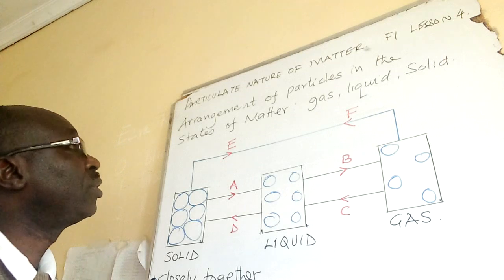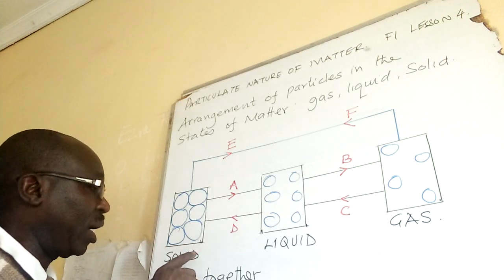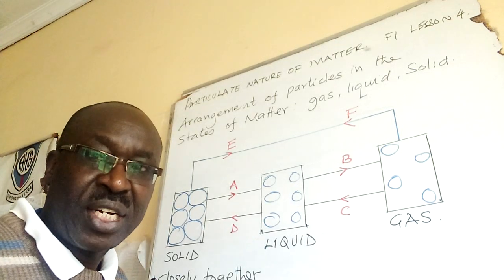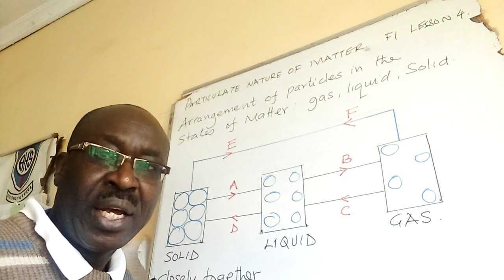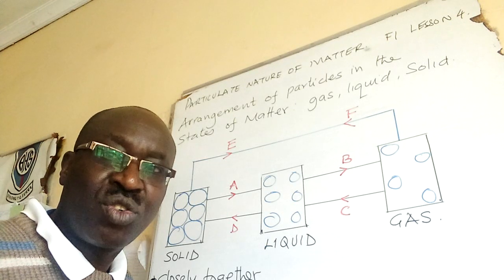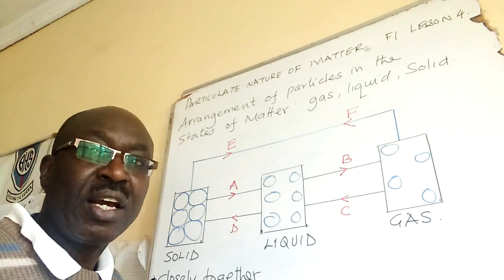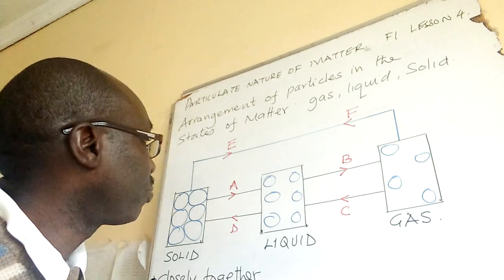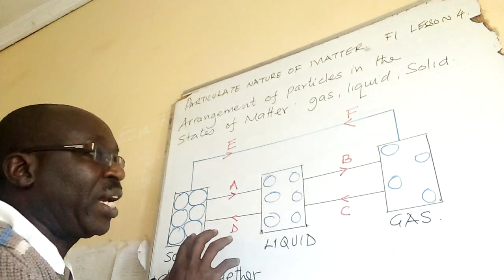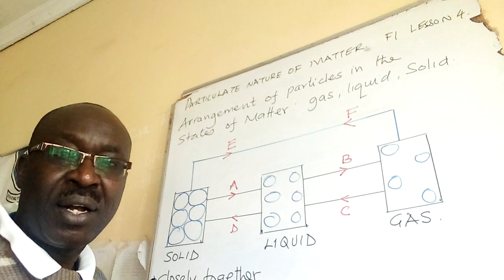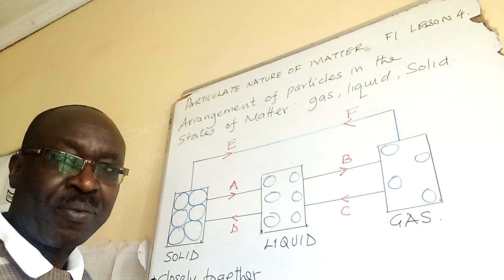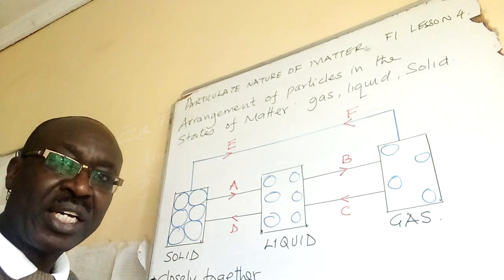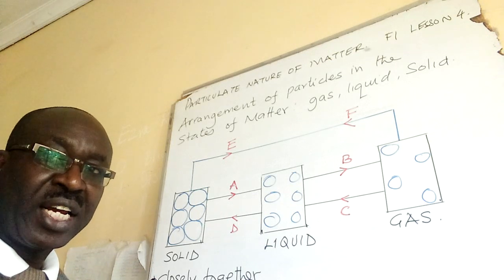As I have drawn, the three states of matter are solid, liquid, and gas. Those are the three states of matter. That is to say, matter can exist in solid form, or it can be in liquid form, or it can be in gaseous form. So the particles, the way they are in these three states, differ from one state to another. The way I have drawn, I would like to bring to your attention a few things regarding the arrangement.